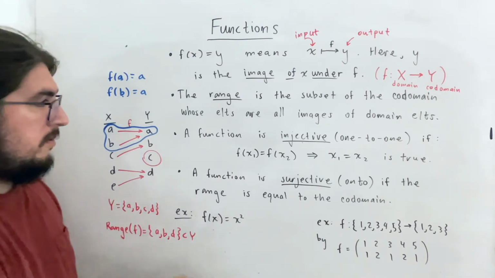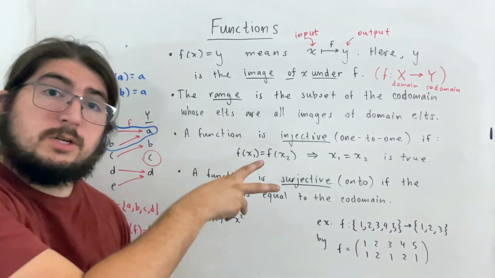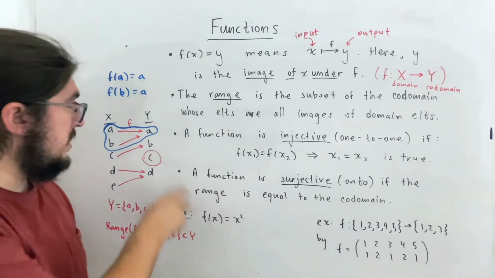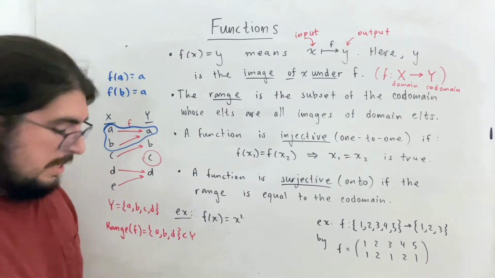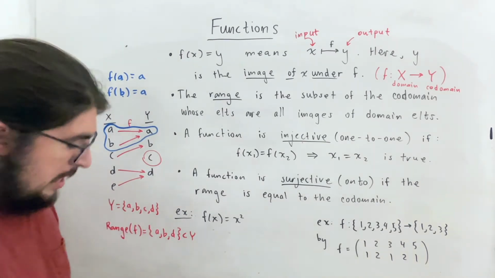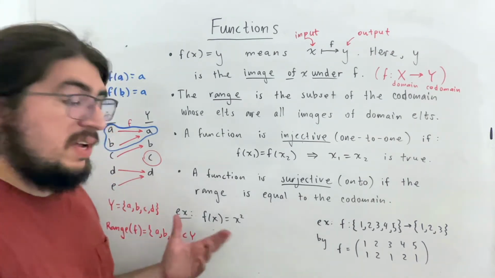So it's possible for a function to be not injective, but still be surjective. And again, surjective just means everything in your codomain got hit from something in your domain. Okay, so here I have two examples. In this example, I'm not describing what our domain and codomain are. I'm just saying f of x is equal to x squared.